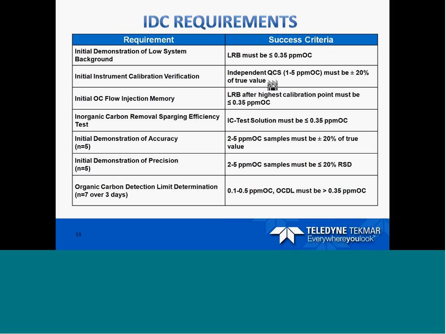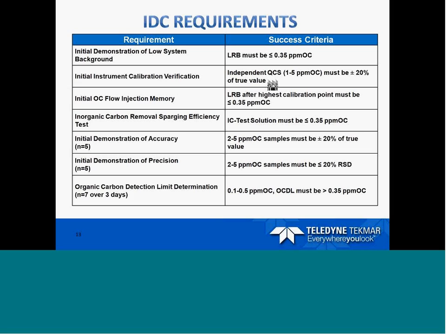Organic carbon flow injection memory, this is where we're going to run a lab reagent blank after the highest calibration point. So we want to make sure that after our highest calibration, which was 25 ppm for this paper, our blank comes back at less than 0.35 ppm. In some cases in the method, if you are getting close to that and you have higher level samples, you'll either want to have those samples diluted and put back into that calibration range, or you may be required to run a blank after the high samples.